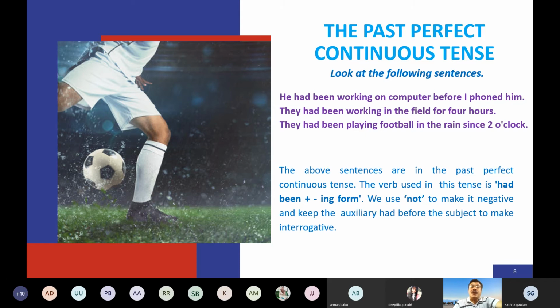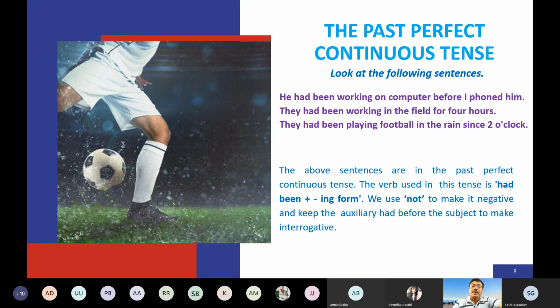The above sentences are in the past perfect continuous tense. Past perfect also and continuous. So the verb used in this tense is had, been, and the ing form. Had been and ing to make it continuous. We use not to make it negative and keep the auxiliary had before the subject to make it interrogative, like in the previous past perfect. Here examples are not all given.